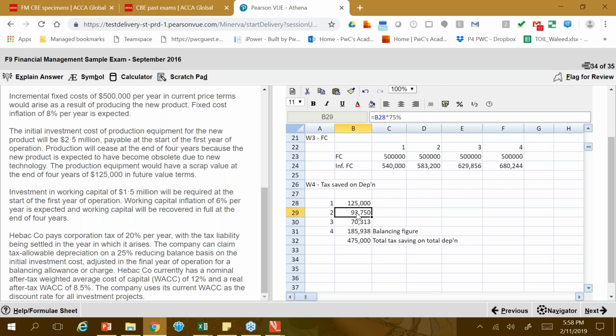Then we can take the last calculated figure, which was B28, and simply take 75% of it. Then take the B29, take 75% of it. And then in the last year, take that 475 and remove the B28, B29, B30 from it to get the balancing figure. Now, if you would like to do this working using the long way, in which you find the net book value, then the depreciation, then the tax saving, I don't have any problem with that. We'll get the same answers again.